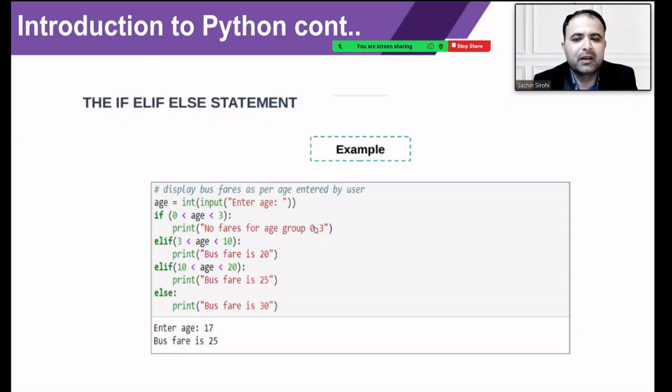But only when one condition becomes true, no other condition will be executed. If a particular condition is true, no other condition will be executed. If this condition becomes false, it will check the next one. If this condition becomes true, no other condition will be executed. So it will check the entire bunch of conditions.